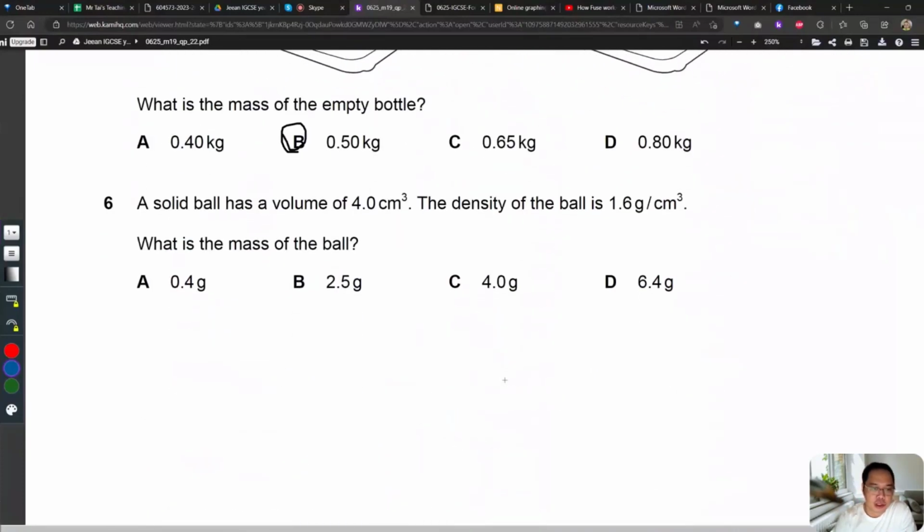Question 6. A solid ball has a volume of 4 centimeter cube. The density of the ball is 1.6 gram per centimeter cube. What is the mass of the ball? Just do one equation, huh? The relationship between density, volume, and mass. The mass is the density multiplied with the volume.